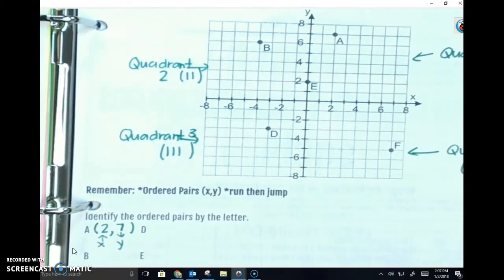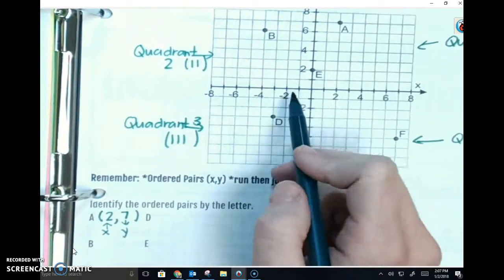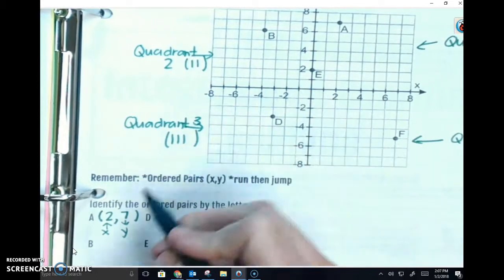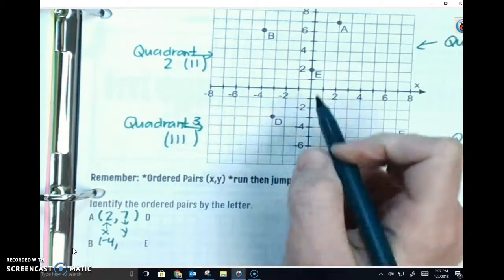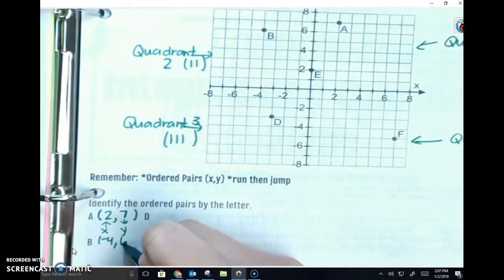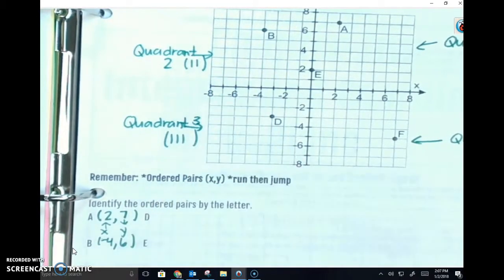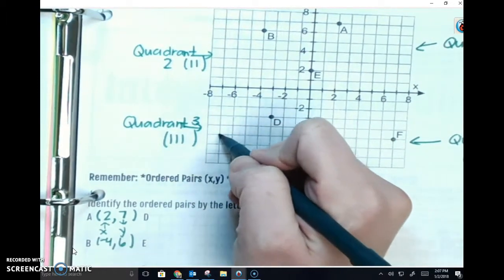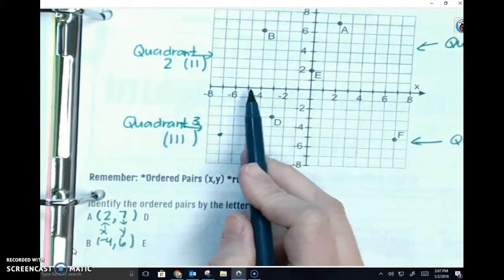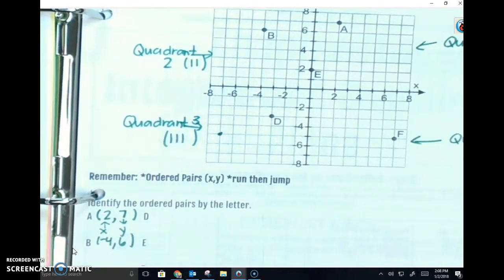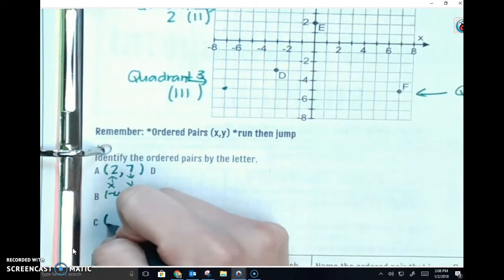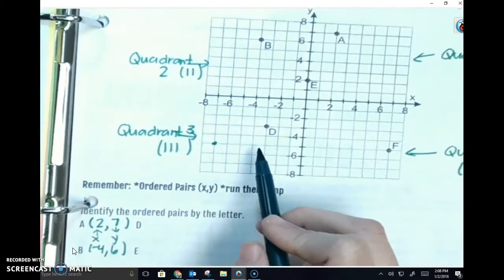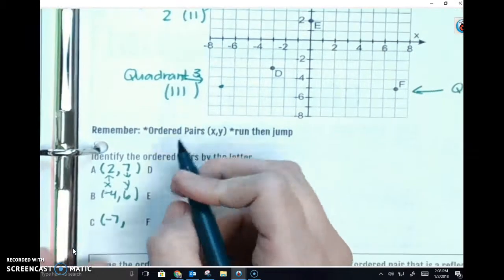Okay, letter B. We're actually going to run backwards this time, so we run backwards to -4. And then we jump all the way up to 6, and that puts us in quadrant 2. For C, C is not on here, so I'm just going to plot one somewhere for us. So I'm going to plot C right over here. So we're going to run backwards to -7. And we're falling all the way down to -5.